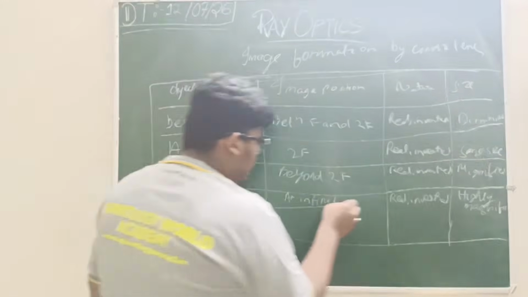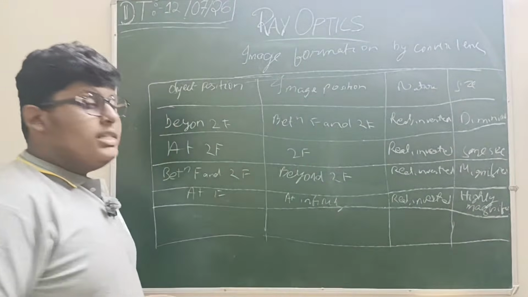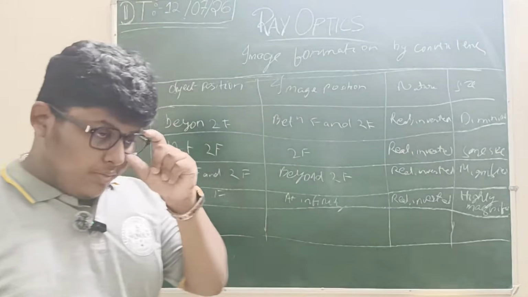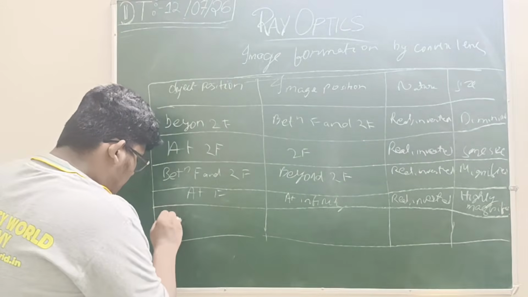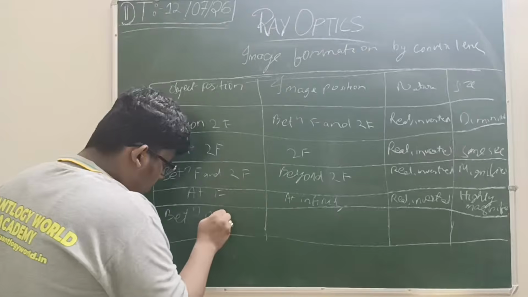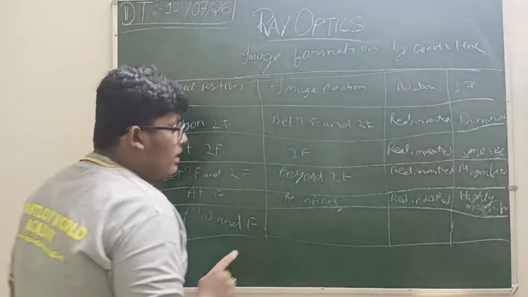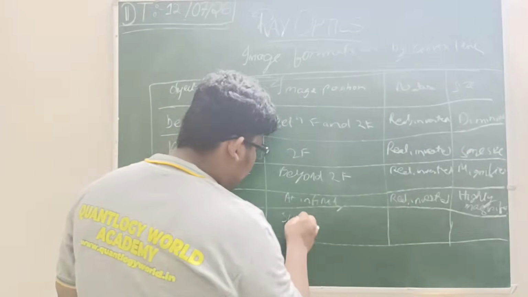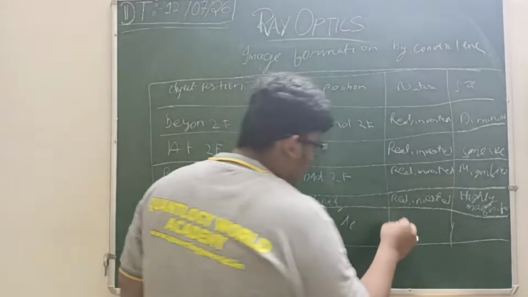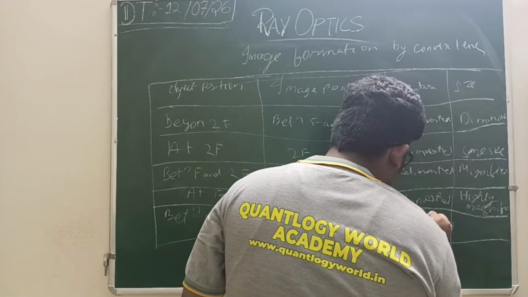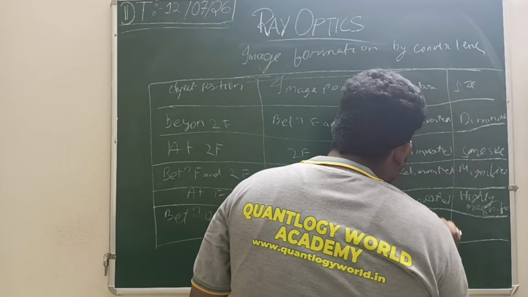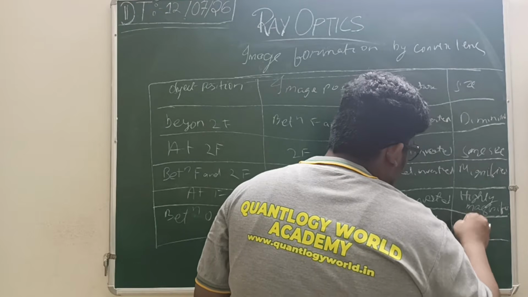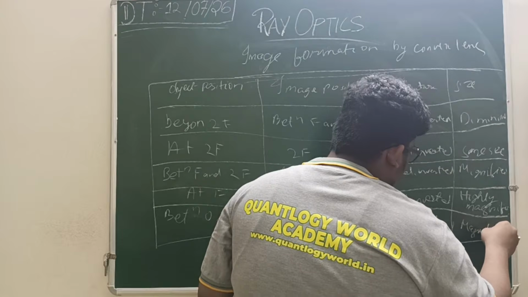And the last case, when the object is placed between O and F, means between optical center and the focus, then the position of the image will be on the same side, virtual and erect. This is the nature of the image. Size is magnified.